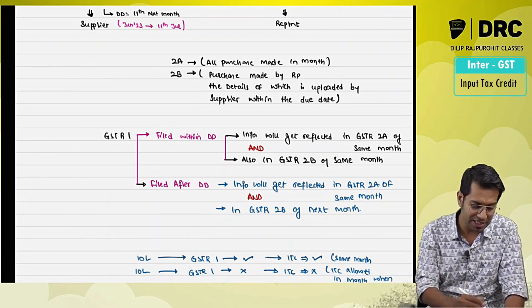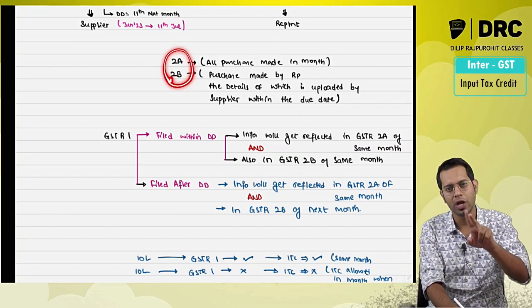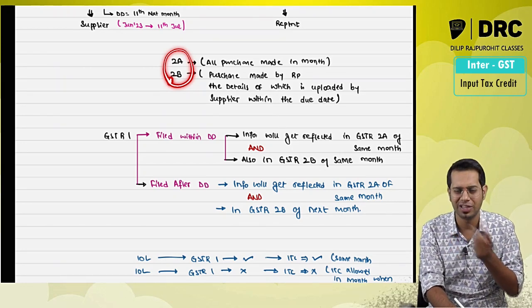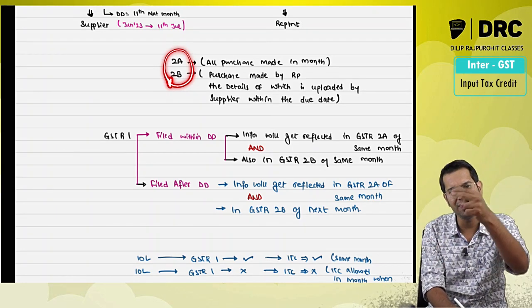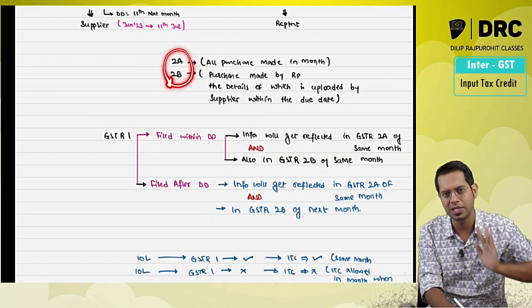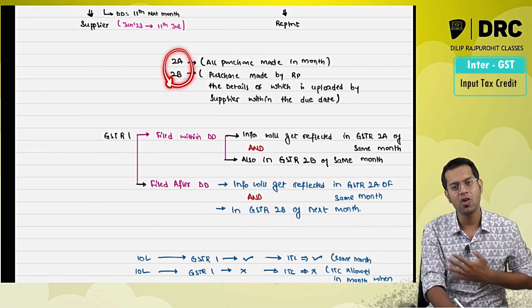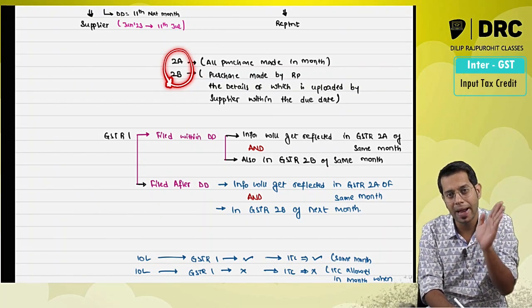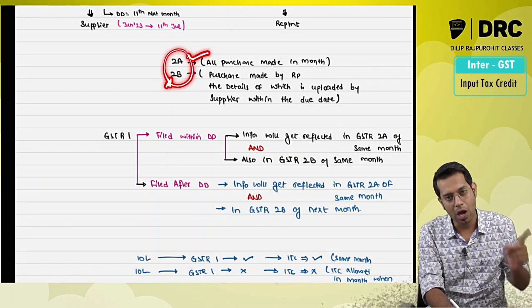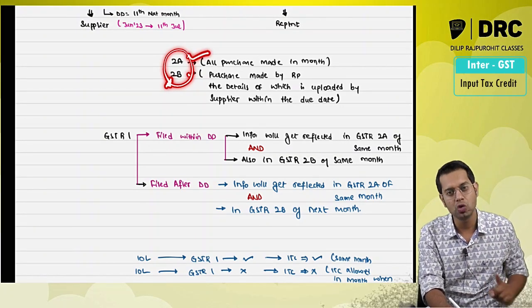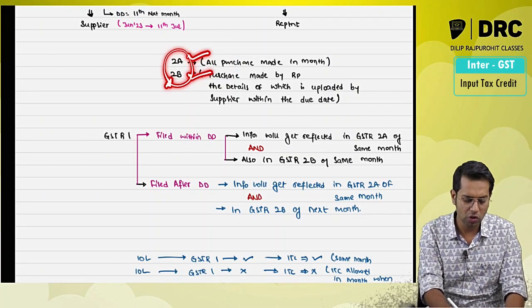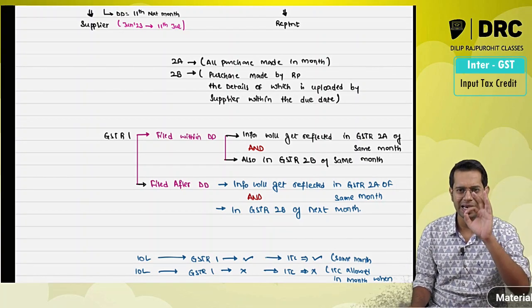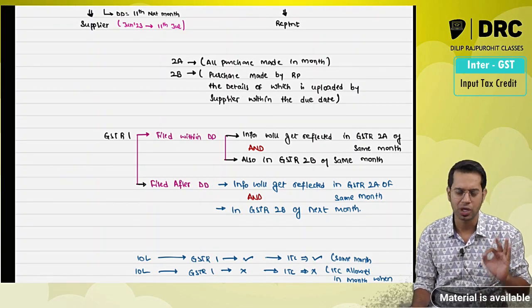It will go and sit in both GSTR2A and 2B if I have filed my return within the due date. If I have filed my GSTR1 within the due date, then the recipient will receive the information in GSTR2A as well as 2B. But if I have not filed my GSTR1 within the due date, the information will go and sit in GSTR2A of that month and GSTR2B of next month, because it is not filed within the due date. Basically, GSTR2A and 2B is auto-populated information.